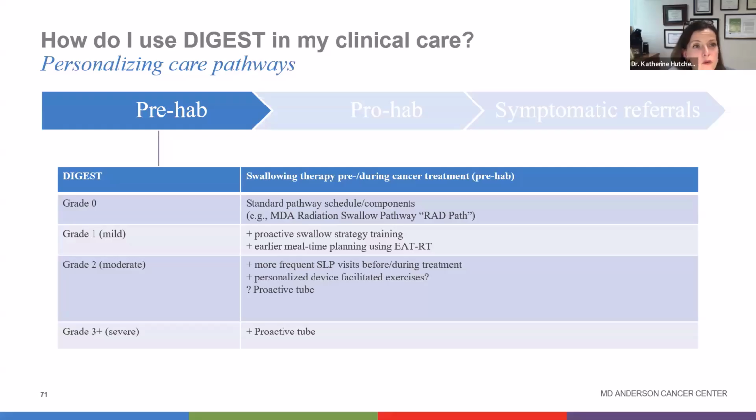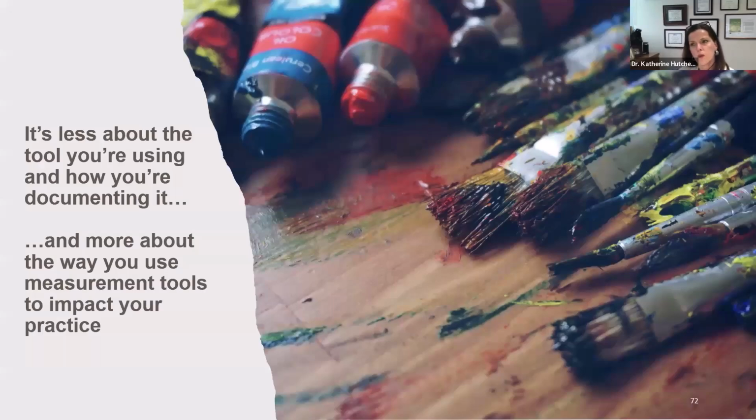So I know that was a whirlwind through 4 of the key components about using Digest. And I think one of the things that's super important when we talk about these specific practice tools in our environment is to think about the fact that it's less about what specific tool you're using or how you're documenting it. It's more about how you use the measurement tools to really impact your practice, integrate with each other, and give a better result. And that's ultimately our goal with Digest, to work well within all of the other stuff that's available to us in our dysphagia care.